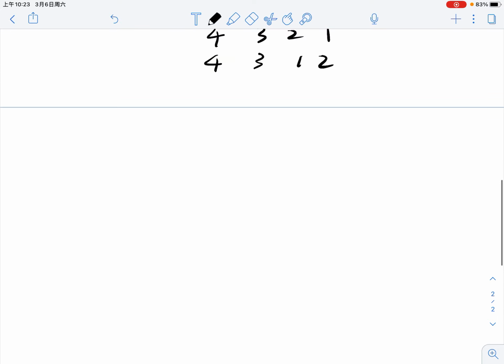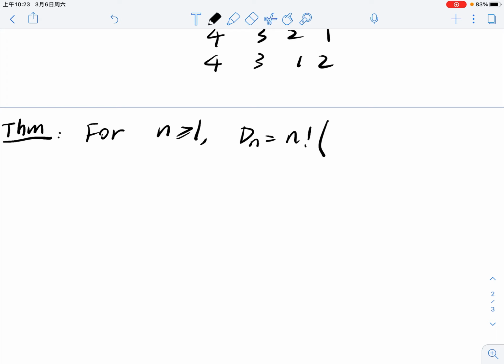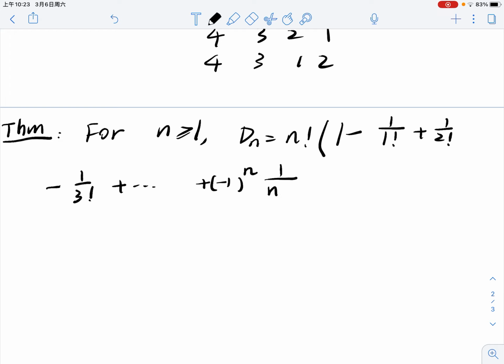And then a natural question is, do we have a general formula for Dn? And the answer is yes, although it's not so perfect. You have just like an expansion. Dn should be n factorial times (1 minus 1 over 1 factorial plus 1 over 2 factorial minus 1 over 3 factorial plus all the way to (-1)^n times 1 over n factorial).